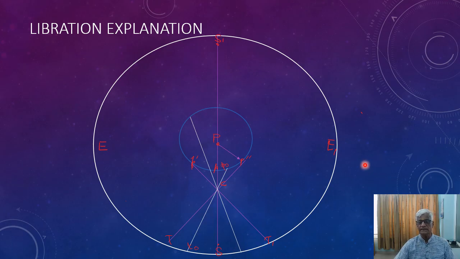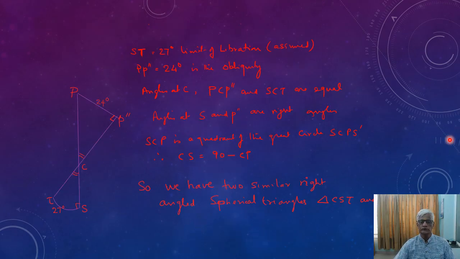However, there is a point: why can this be generalized? For generalizing the solution of this libration, we will have to go through the solution of two right-angled spherical triangles. From the previous diagram, I have redrawn two right-angled similar triangles.